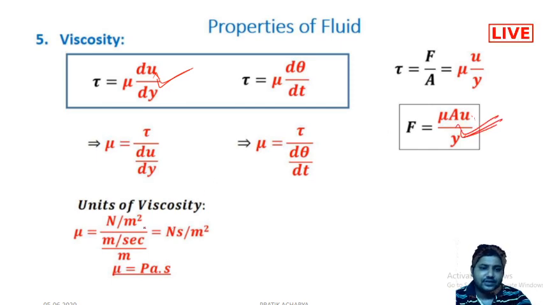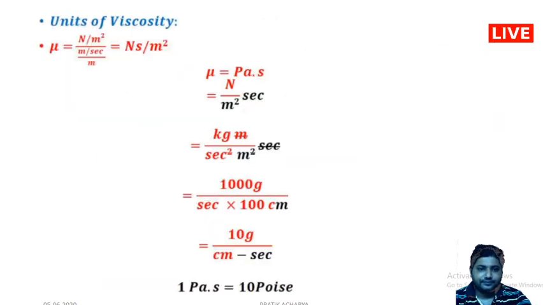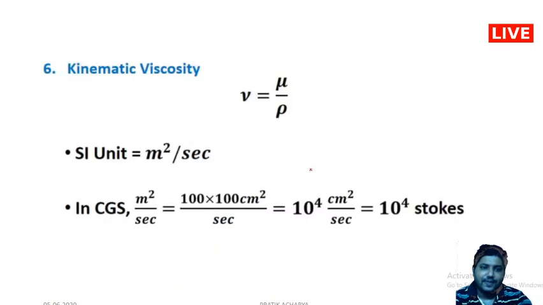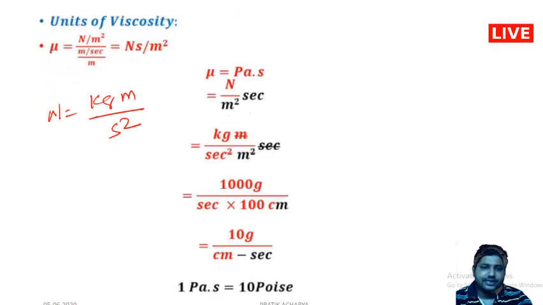So what is the unit of viscosity? The unit of viscosity is shear stress, Newton per meter square, divided by velocity gradient, meter per second per meter. So it comes out to Newton second per meter square, and Newton per meter square is called Pascal. So the dynamic viscosity unit is Pascal second. Now if you convert Newton, it is kg meter per second square.